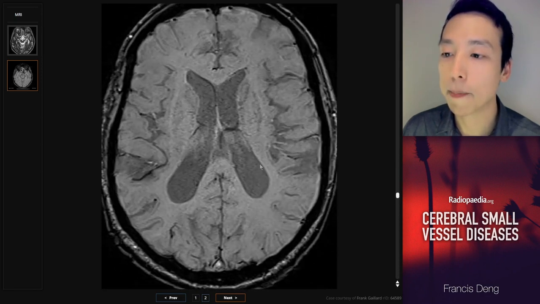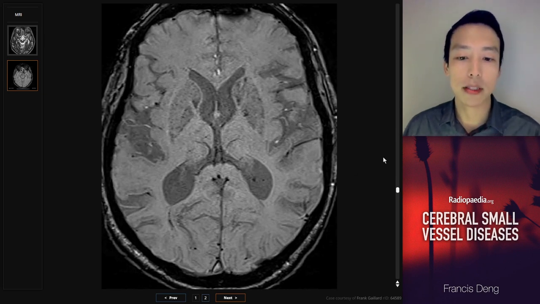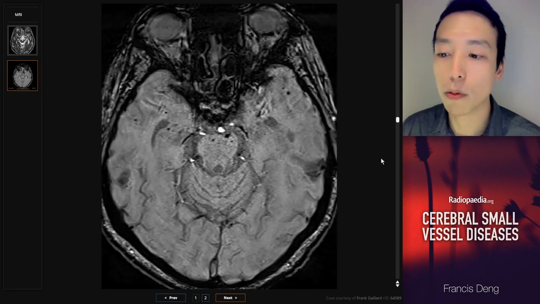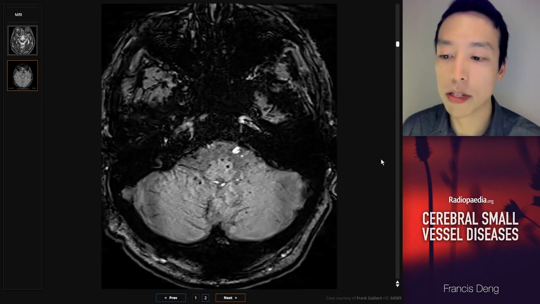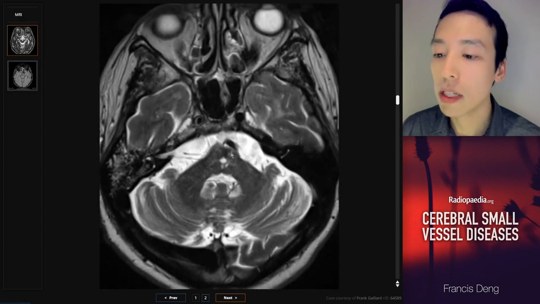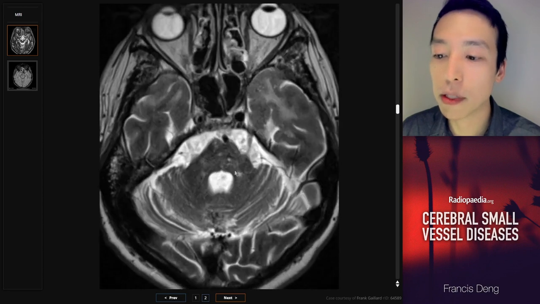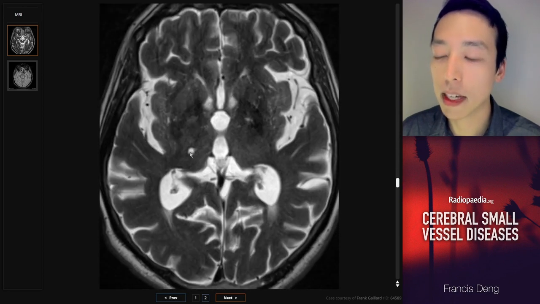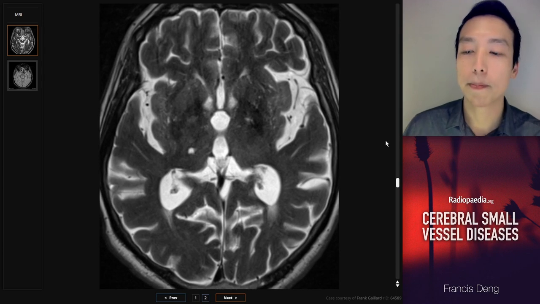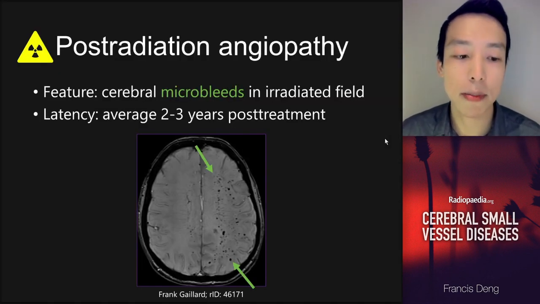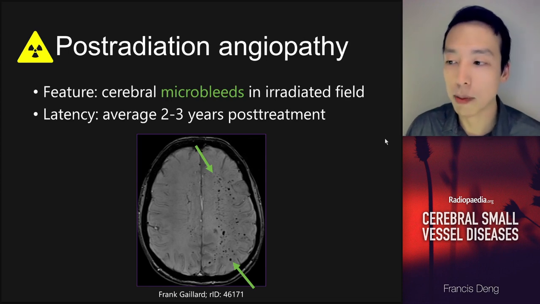There's a few here and there, but that has to do with the amount of radiation that is directed at the brain parenchyma. What is collateral damage is what you often see affected by these cerebral microbleeds. When severe, you can also have ischemic sequelae. On the T2 weighted image, you see lacunes in the brainstem and a lacune in the thalamus as well. So because of the history of radiation treatment, these cases were ascribed to radiation angiopathy.